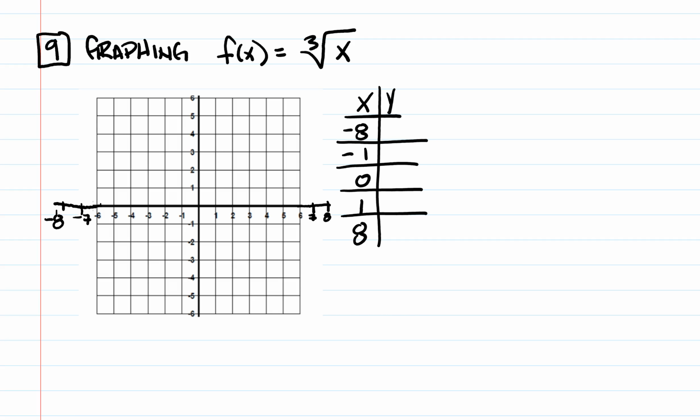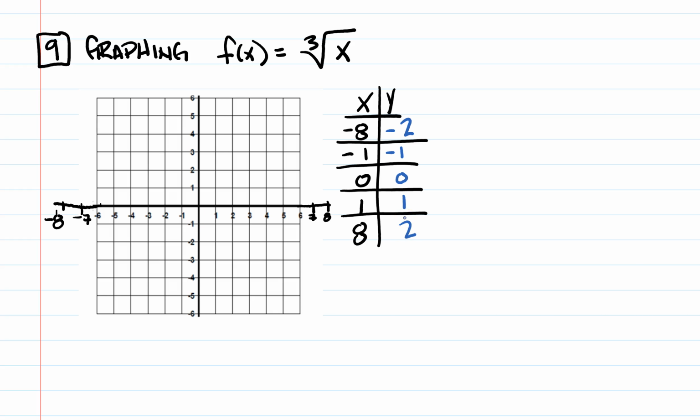All right, in box number 9, we're going to talk about the cube root of x. So let's start by exploring and taking a table of values and looking at what kind of picture we get. If I took the cube root of -8, I would get -2, because -2 times -2 times -2 gives me back -8. The cube root of -1 is -1. Cube root of 0 is 0, cube root of 1 is 1, and the cube root of 8 is 2.